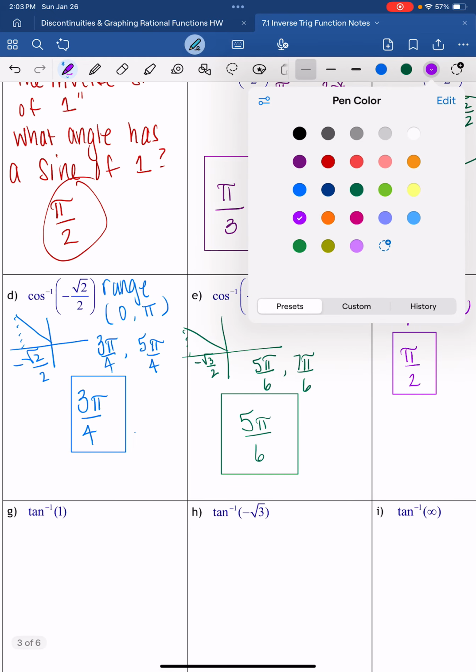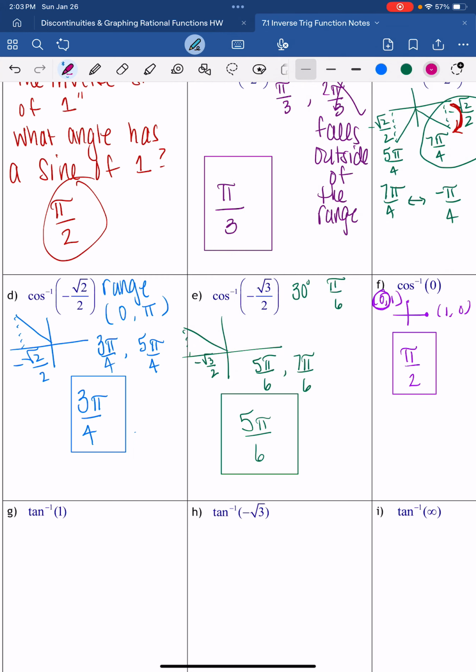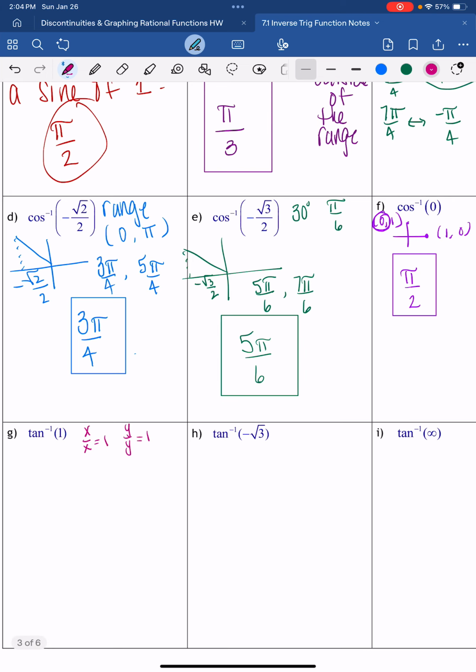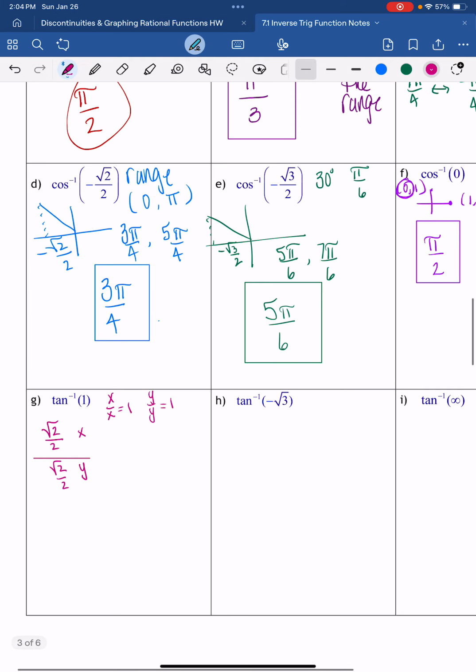Inverse tangent of 1. The only way to get a tangent of 1 is if the x and the y values are the same. Divide anything by itself, like x over x is 1, y over y is 1. So in order to get 1, I have to have the same numerator and denominator. For a tangent of 1, root 2 over 2 over root 2 over 2, which means my x value needs to be root 2 over 2, and my y value needs to be root 2 over 2. And that's going to be 45 degrees.